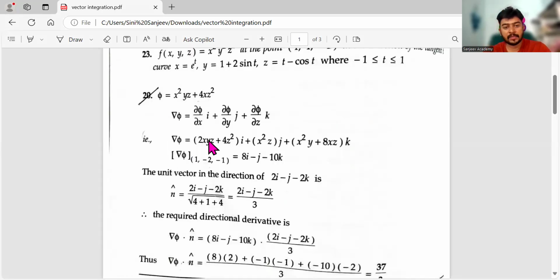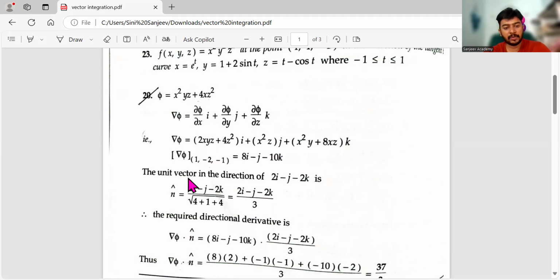So del phi. So x square differentiation. Partial differentiation means we'll differentiate only with respect to what? That particular term, that is, only with respect to x. So 2x, yz is constant. Similarly, here also x differentiation is what? 1. So 4z square. That's how we get this particular term. Similarly, you can do it for y and z. So you can pause the video, you can do the same.